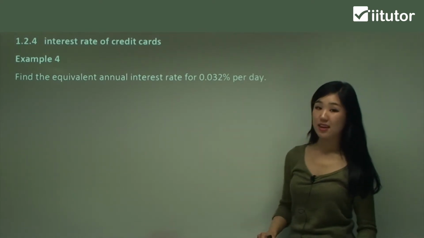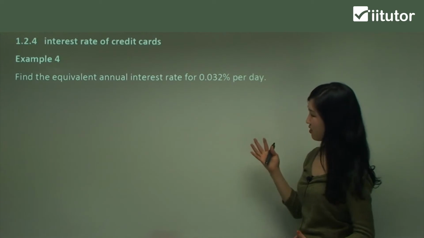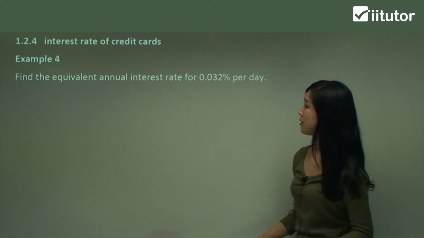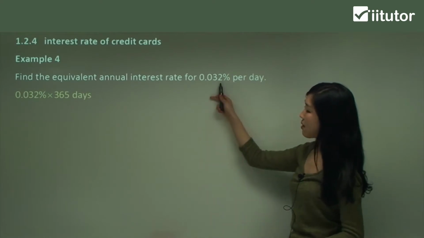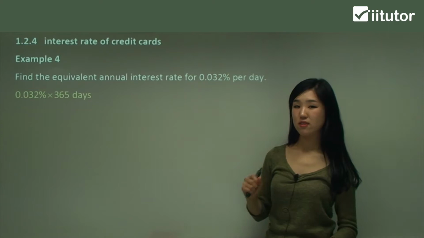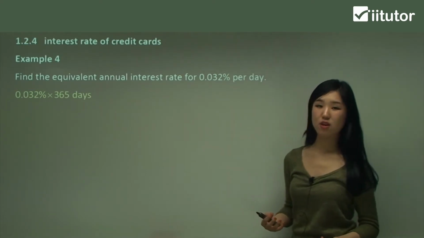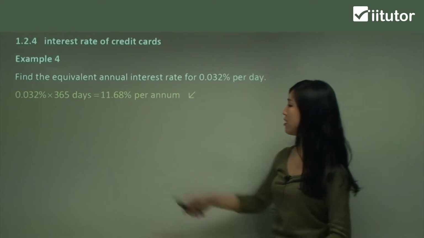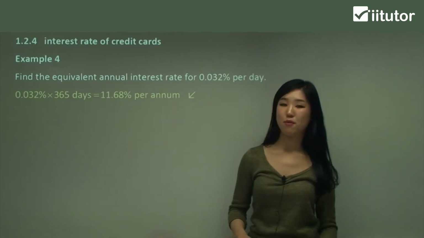How many days in a year? Even if it doesn't mention it, we always calculate 365 days in a year. So it's going to be that multiplied by 365 to get the 1 year's interest rate. So the interest rate per annum is just simply going to be that. Just calculate it with your calculator. You should get 11.68% per annum.